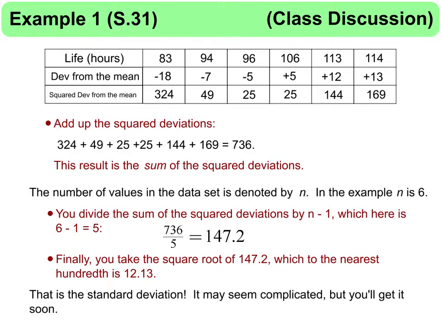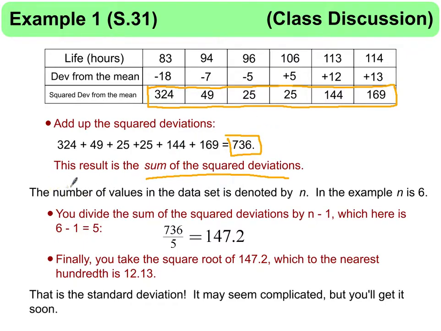The third step is to add all the squared deviations, and we can see that being outlined right here. We took this entire row right here, and we're just going to add all of that together as observed right here to get 736. This result is known as the sum of the squared deviations.